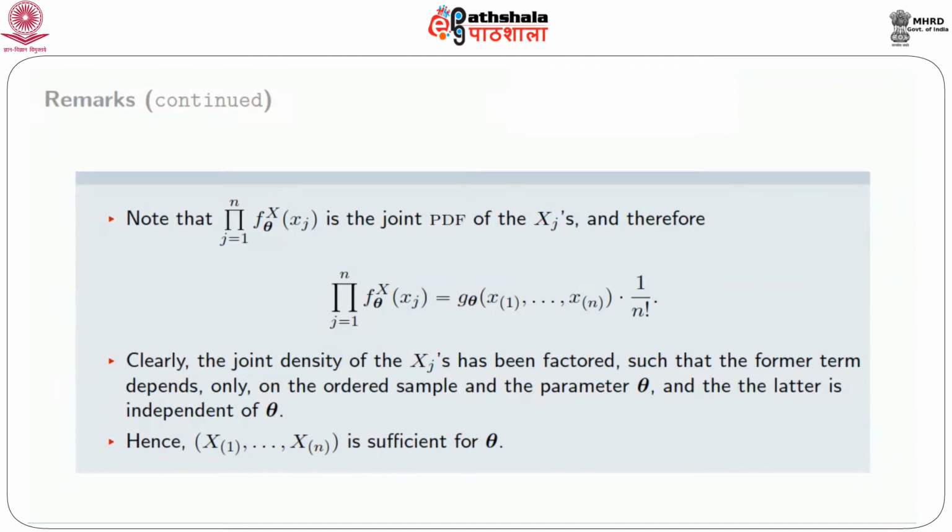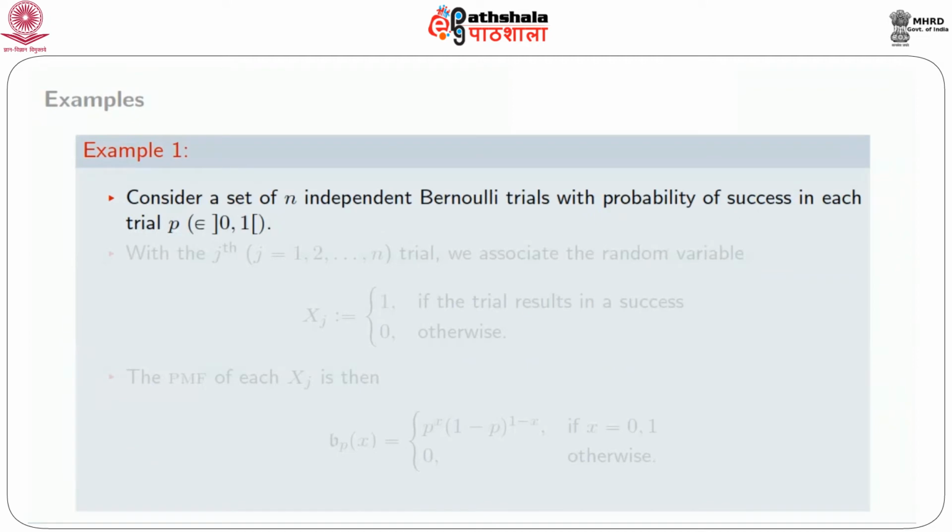This result is very useful when there is no single sufficient statistic for theta. For example, in case of a Cauchy(theta, 1) population, there is no single sufficient statistic, and here we use the whole set of order statistics x_(1) to x_(n) as a sufficient statistic for theta. Now we consider some examples.